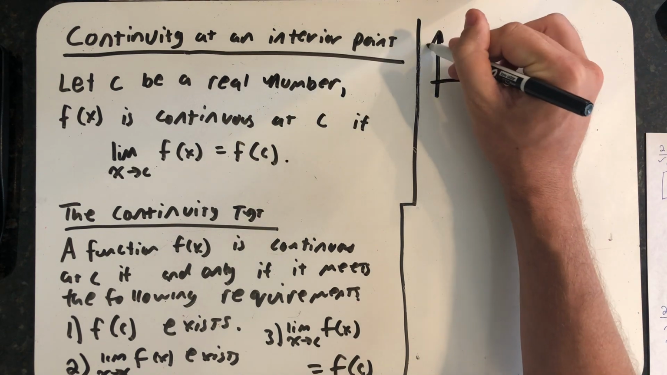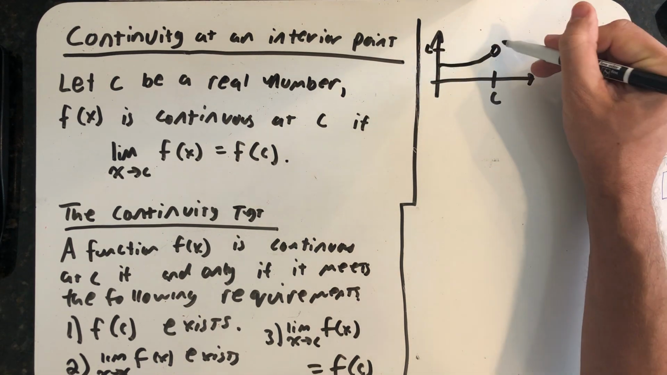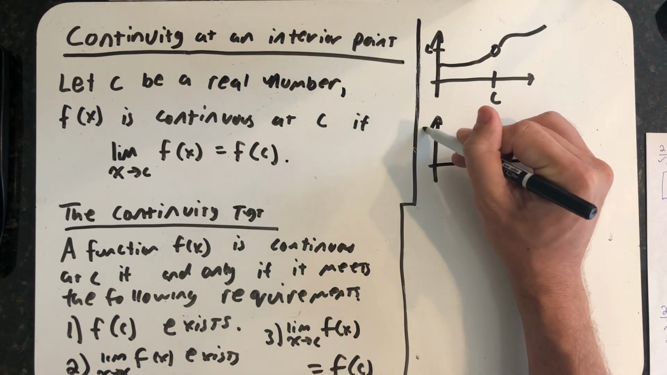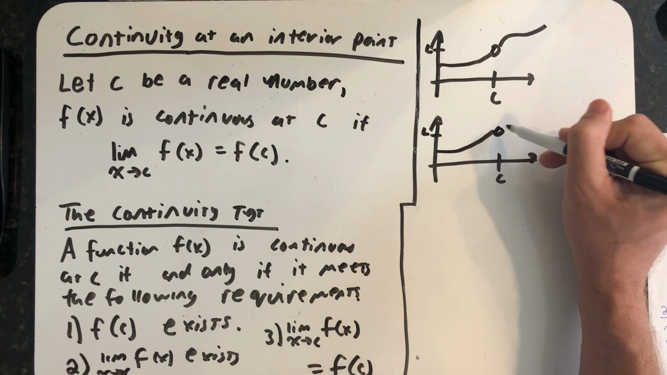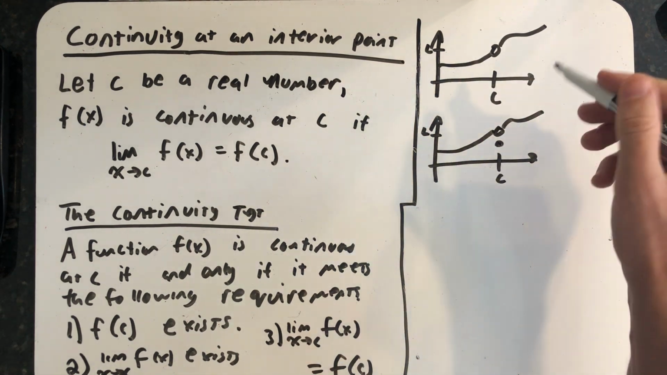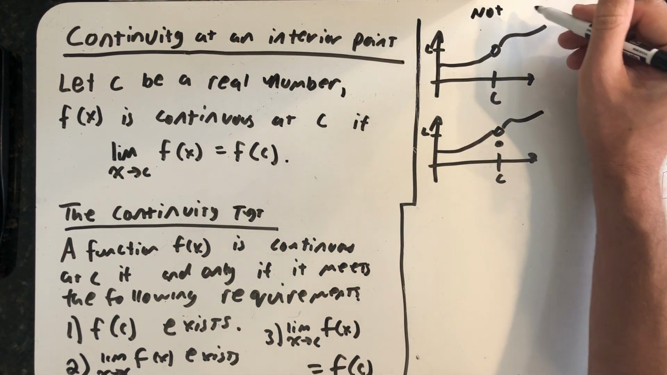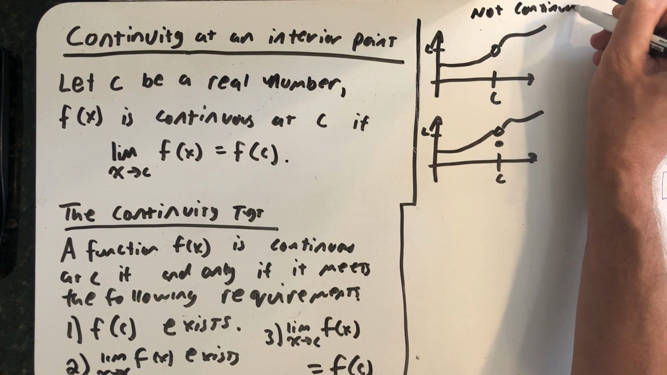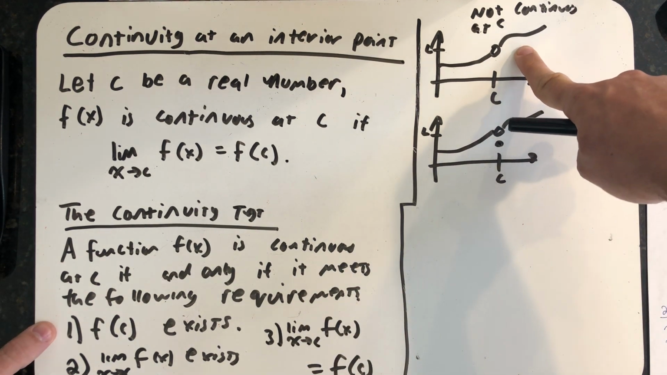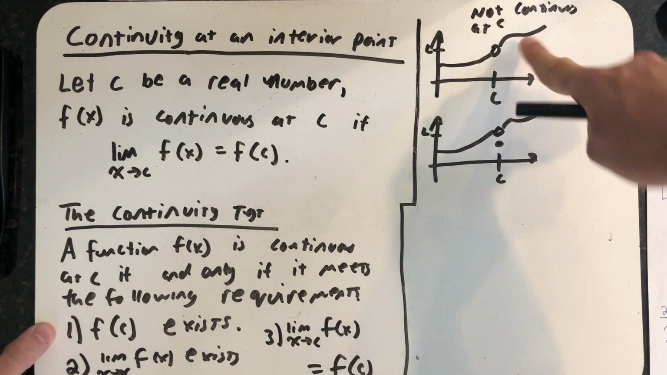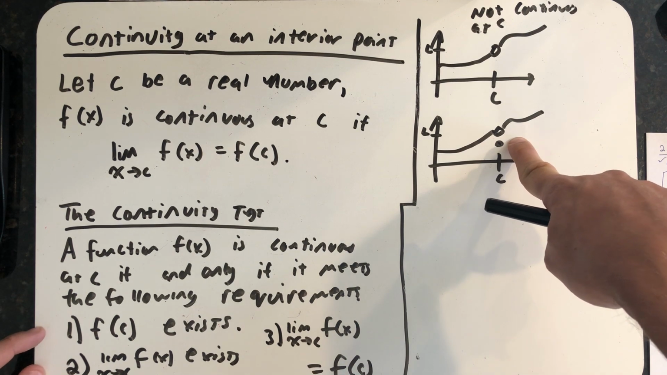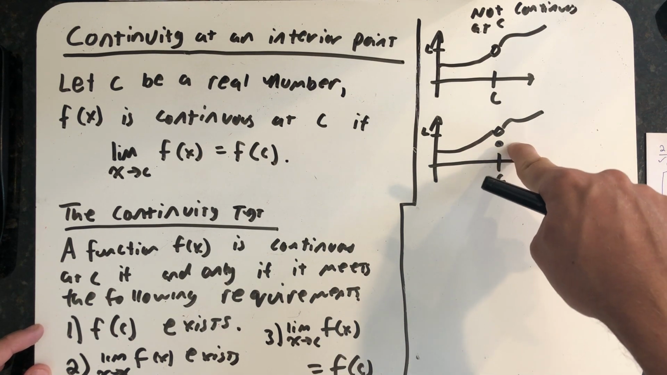I could have left the top two pictures I had drawn here, but I'm going to go on and redraw them. These functions are not continuous at c. This one's not continuous at c because I violate this first rule. F of c is not defined. This function's not continuous at c because these two things don't match. I have a function value, but it's in the wrong spot.